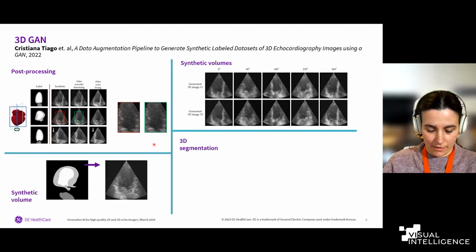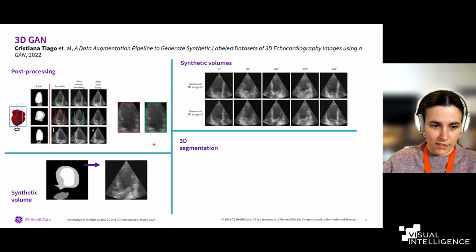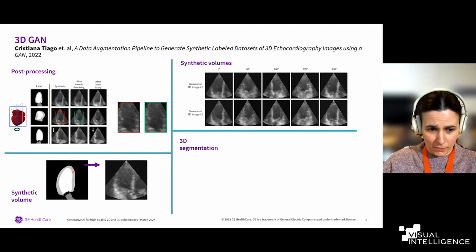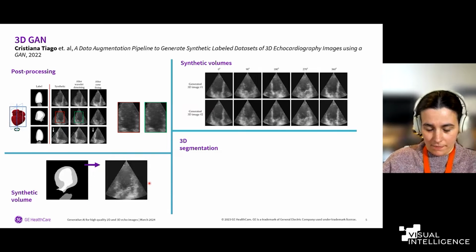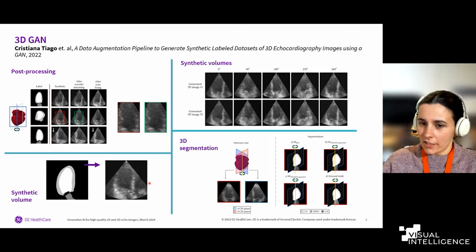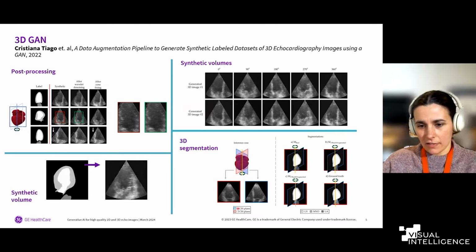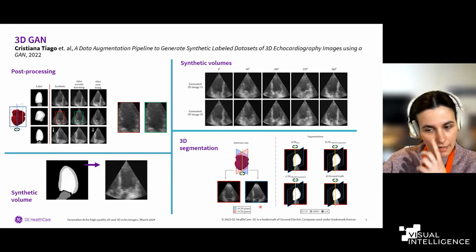So we generated a bunch of synthetic images out of anatomical labels of the heart, like these ones you see here at the bottom, where these three structures were the main ones that we were considering: the left atrium, left ventricle, and the myocardium. And we generated a corresponding 3D image. Then we used it to train a 3D segmentation model, and we tested it on real data.